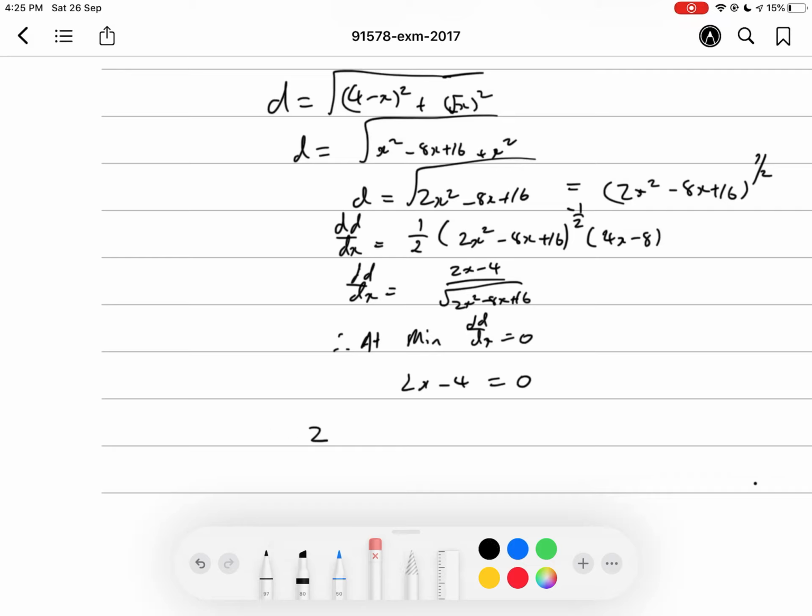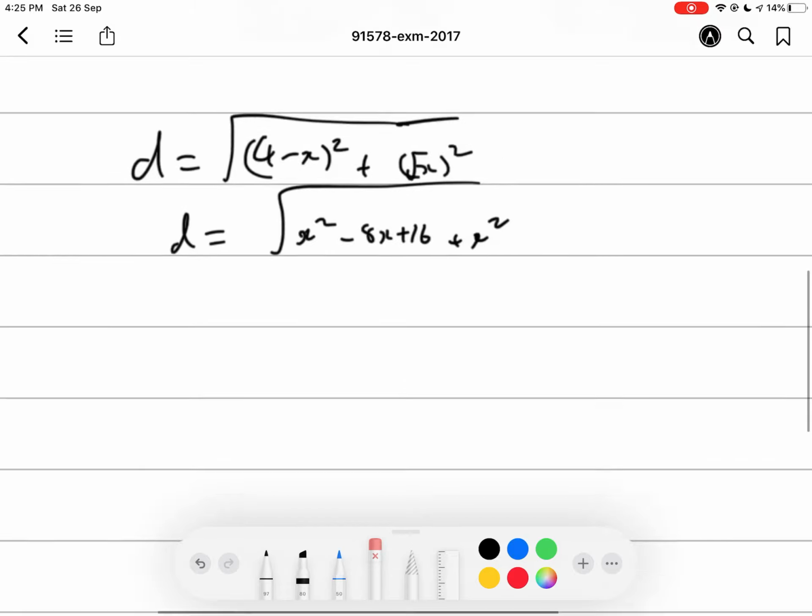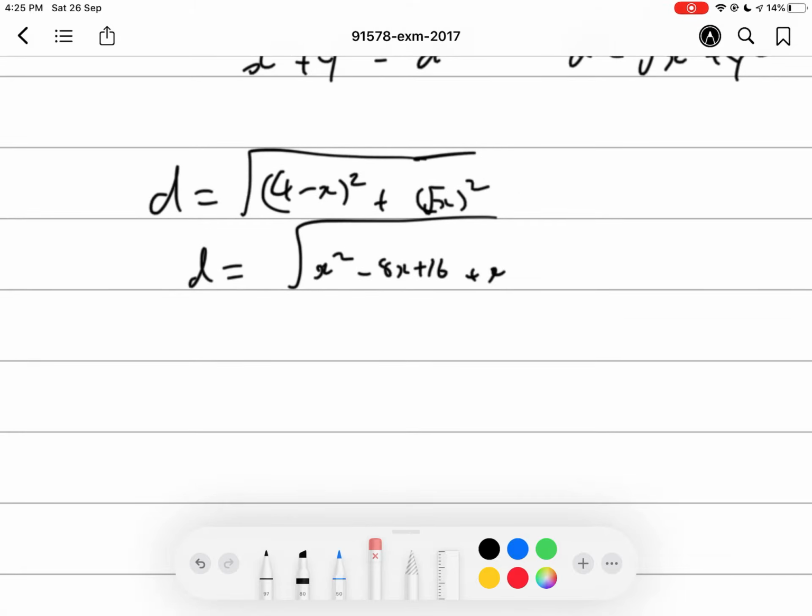Okay, I see. I apologize, I've made another mistake. The mistake was that the square root of x squared is actually just x, it isn't x squared. So that's my mistake there. So the square root of x squared is x, not x squared. So d equals the square root of x squared minus 7x plus 16.